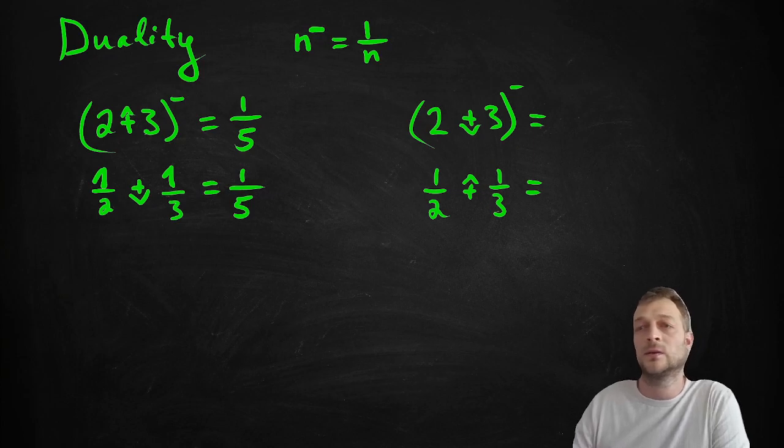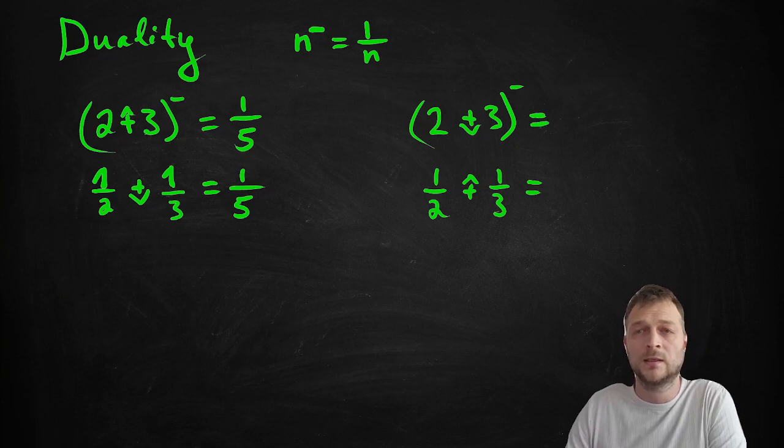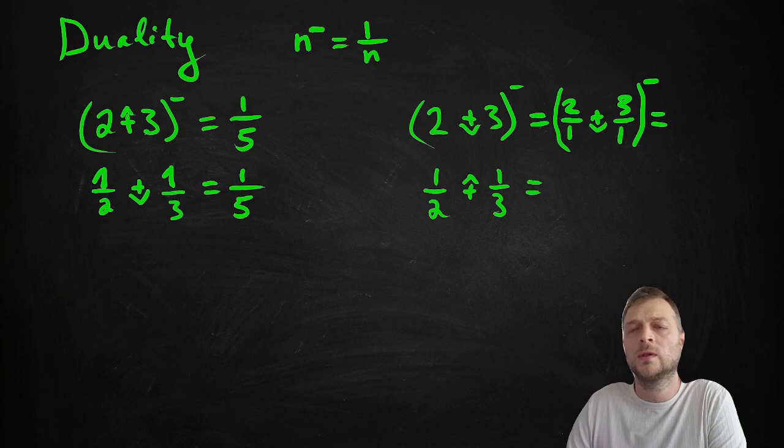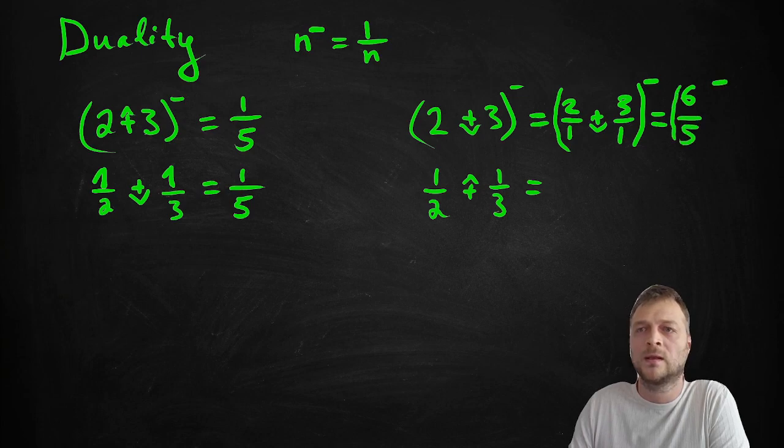Let's check what is on the right. 2 plus 3 is like 2 over 1 plus 3 over 1, right? And to the power minus, we should get the common numerator, that will be 6, and on the bottom we will get 3 plus 2, which is 5. So it equals 6 over 5 with a minus, and that will be 5 over 6.